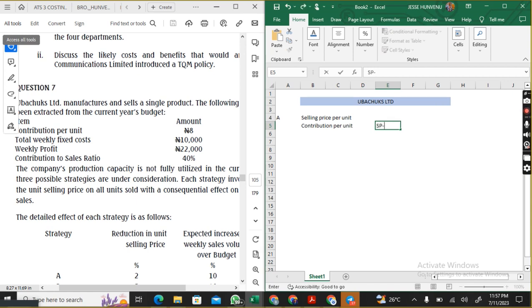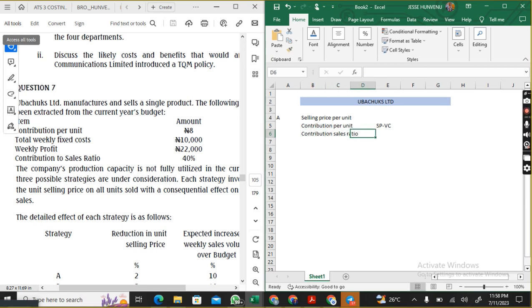Selling price minus what? Variable cost. Now, in the question again, we have fixed cost, and also we have profit, and we have the contribution to sales ratio, or contribution margin ratio.